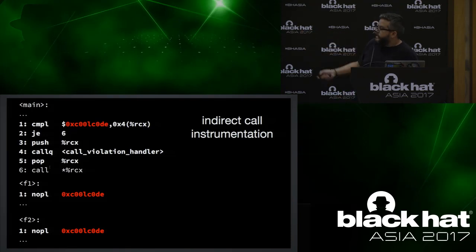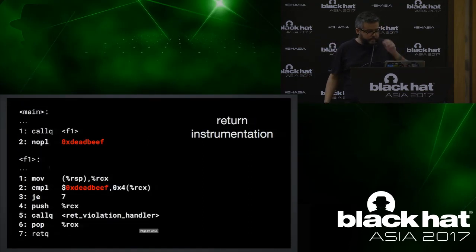If this is not the case, then we push the value which was dereferenced as an argument for a violation handler function. And then we call what we call a call violation handler, which is a function that will actually raise an alert and let your sysadmin know that something nasty is going on. So that's more or less how it happens. Here we have what we call a guard instrumentation, or a check. And here is what we call a tag, so this is a watermark instrumentation.